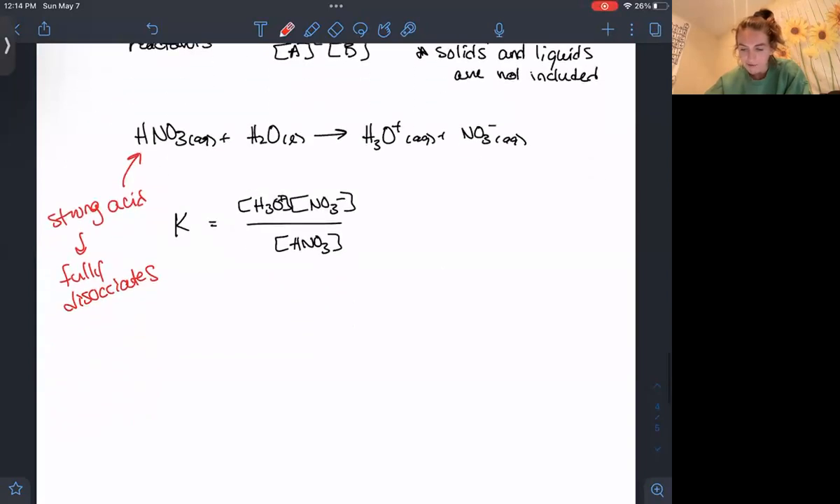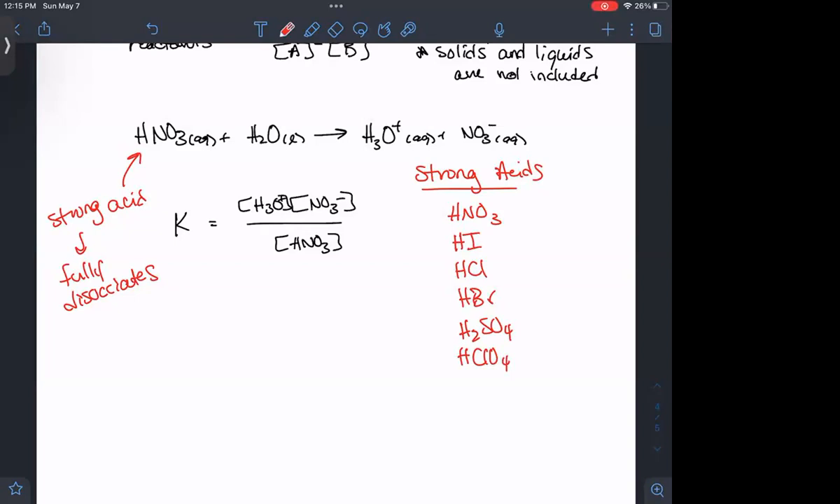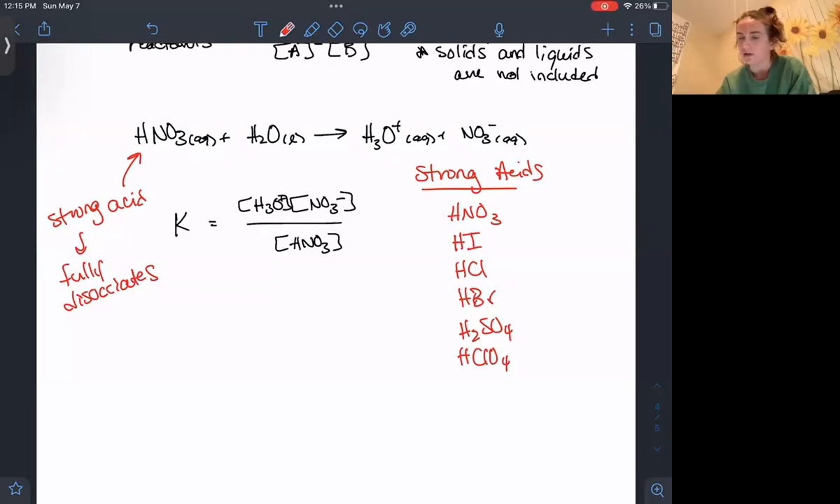Okay. What strong acids do we have? We said HNO3. Yep, HI, HCl, HBr, H2SO4. There's one more. Good. HClO4. You need to memorize those. You should know your 6 strong acids, and then you should know your 6 strong bases as well. Does anyone know their 6 strong bases?